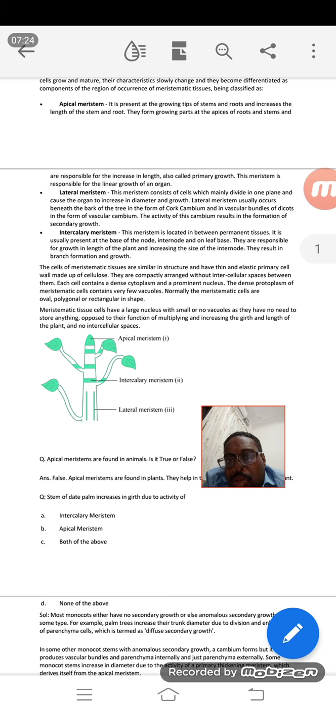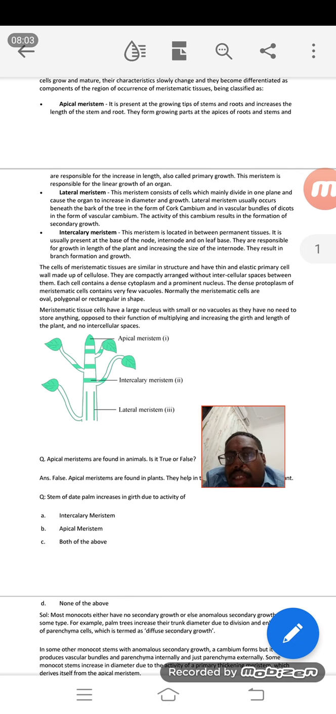Apical meristematic tissues are present at the tip of a plant, in the growing tip of a stem and roots. That is the apical meristematic tissue. And if you are seeing the intercalary meristematic tissue, it is present at the base of the nodes. And the lateral meristematic tissue can mainly be found on one plane. You can see a plane in an upside direction like that.